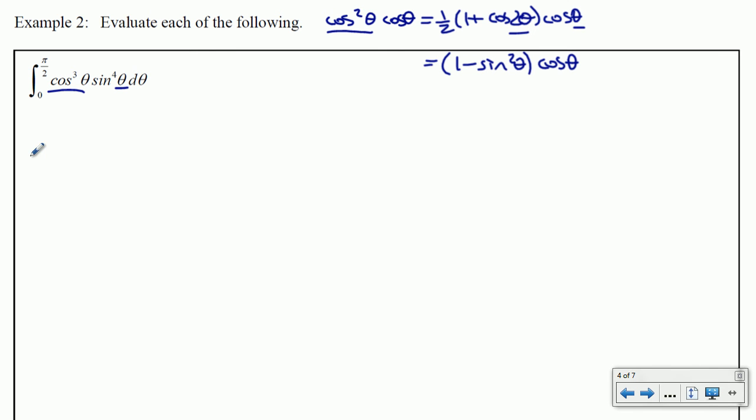And then our integral would become 0 to pi over 2, (1 minus sine squared theta), cos theta, sine to the 4th.